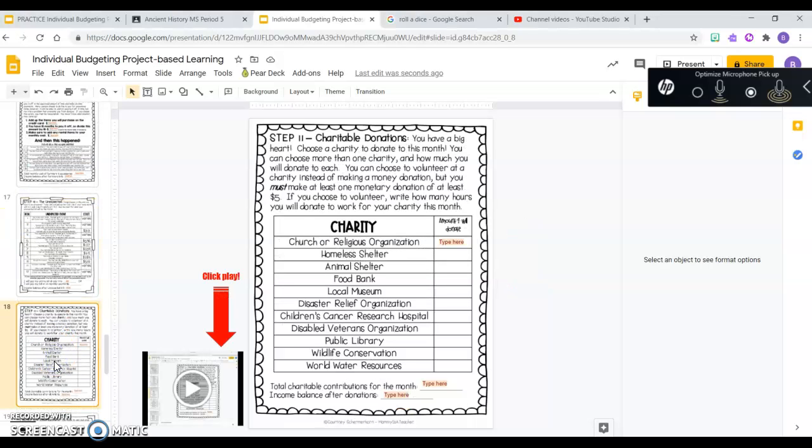So, step 11, you have a big heart. You are going to donate to charity every month. So you can choose more than one charity and how much you will donate each month. And you can also choose to volunteer at a charity instead of making a money donation, but you must make at least one monetary donation of at least $5. So you have to make at least one donation of money of $5 to one of these charities. Or you can just donate time plus the $5 donation.